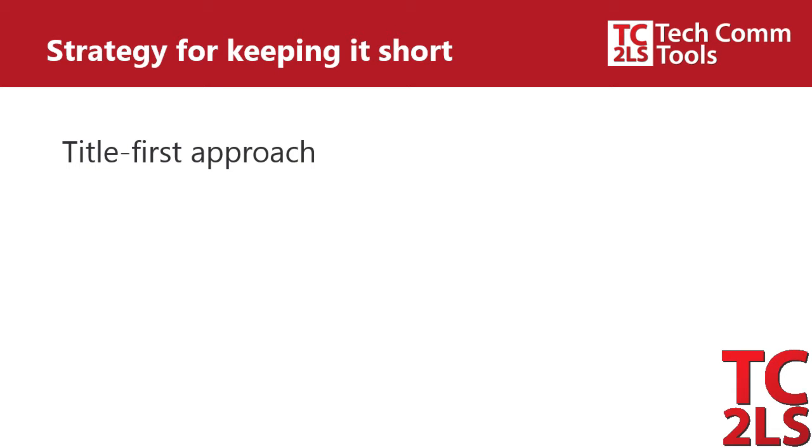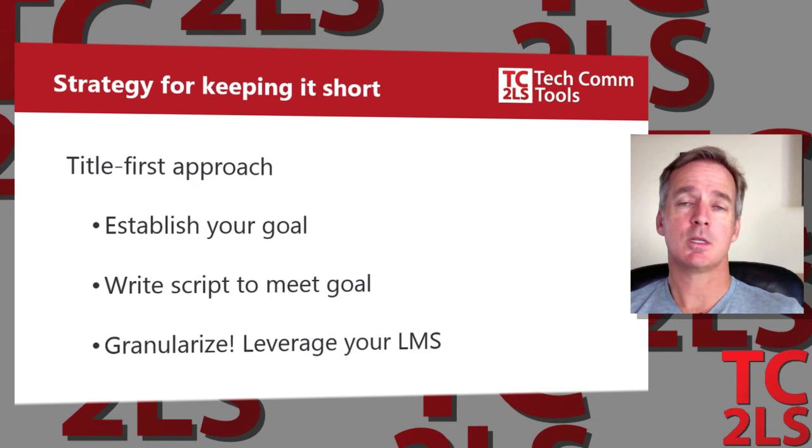What I like to use is a title first approach. That means you're going to establish the goal for your screencast. You're going to write the title to address the goal, and then you're going to write the script to meet both the goal and the title. Make them as short as you can, and you're probably going to get a better reaction from your end users and your audience than you would if you try and create one Uber project.